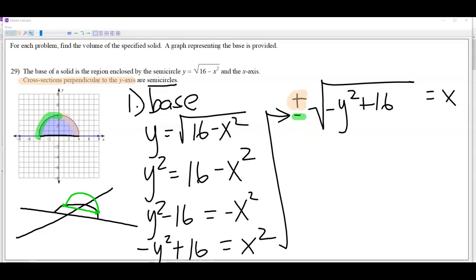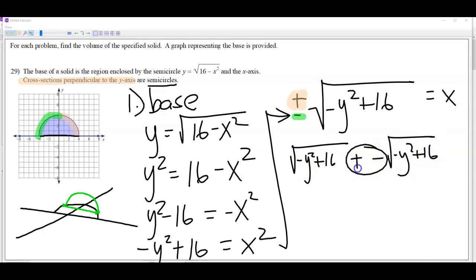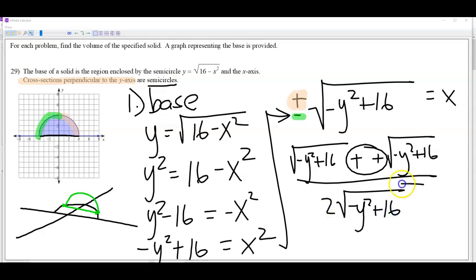So we're going to do the right half, which is the positive one, minus the left half, which is the negative one. And when you do that, you get your double negatives, which just become a positive. And when you add together two identical radicals, you just get that radical with a 2 in the front. And there's your base. So now we're ready for step 2.